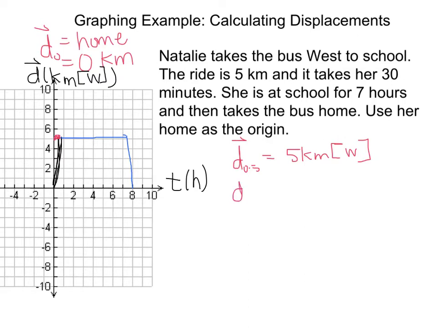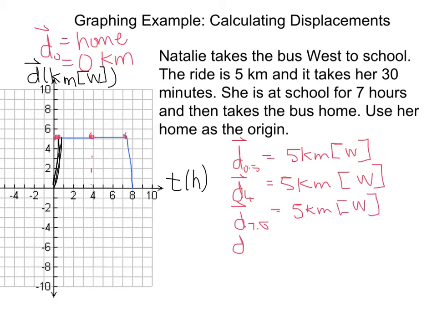What about the position at 4 hours? Well, we look at 4 here, and we go up from 4, and we see that that's this point here on the graph, so that's still at 5 kilometers west. And actually that would be the same for 7.5. Right, so 7.5, that's when she starts to head home, so that's here. And then at the end of the day, she gets home. That's this point here. And we're back at home for that 0 kilometer mark, back to where we started.